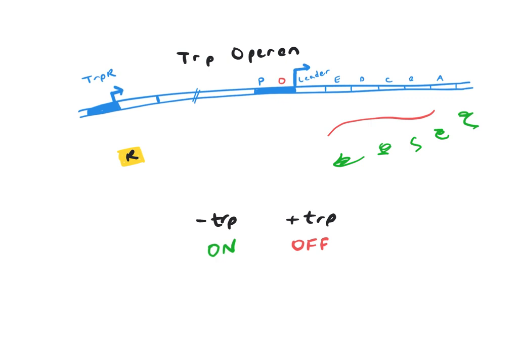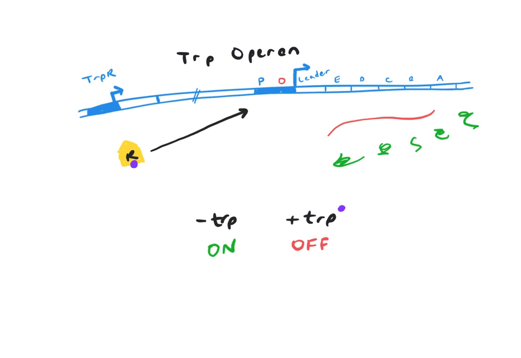So now we need to figure out a way to get the repressor to bind the operator when there's a lot of tryptophan around. So this is where the product of this pathway is going to come back. Let's say this is tryptophan. Let's say when tryptophan binds to the repressor, it changes the shape of the repressor, and now the repressor can bind to the operator.